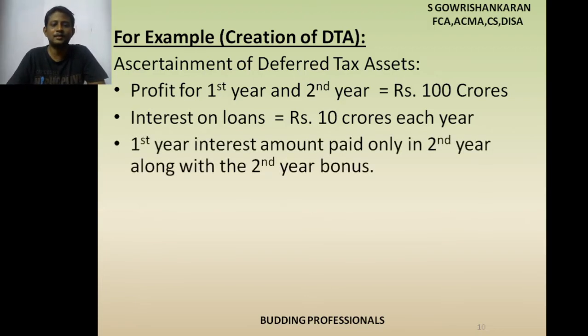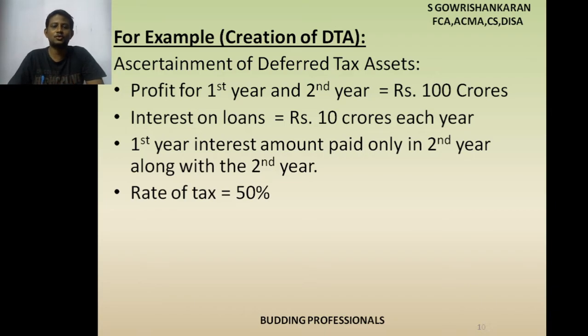First year interest amount is paid only in the second year, along with the second year interest. So what is the next thing? Rate of tax is 50%. So this is the question.